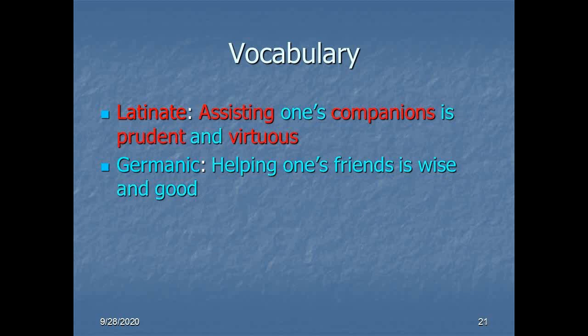But let's take a closer look at those sentences. And here I've color-coded the words by etymology. So Latinate red, Germanic blue. Assisting one's companions is prudent and virtuous. Helping one's friends is wise and good. Notice, and this was not something I chose for, it was something that emerged from the sentences as I was looking at them. Both sentences rely upon Germanic words to function. One's, of course, is a possessive personal pronoun.